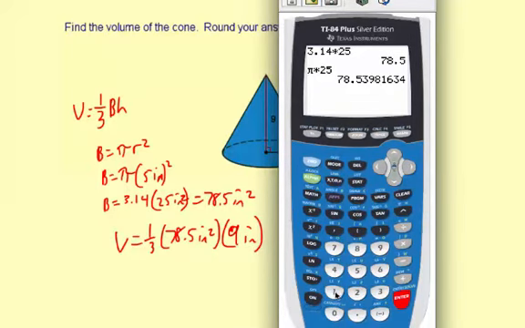Okay, so I'm going to do 1 divided by 3, and then times 78.5 times 9. Now my calculator knows order of operations, so it'll do 1 divided by 3 first, then times 78.5, and then times 9. If your calculator doesn't know order of operations, you may do 78.5 times 9 and then divide by 3. Okay, 235.5. We're rounding to the nearest whole number, so that'll be 236.